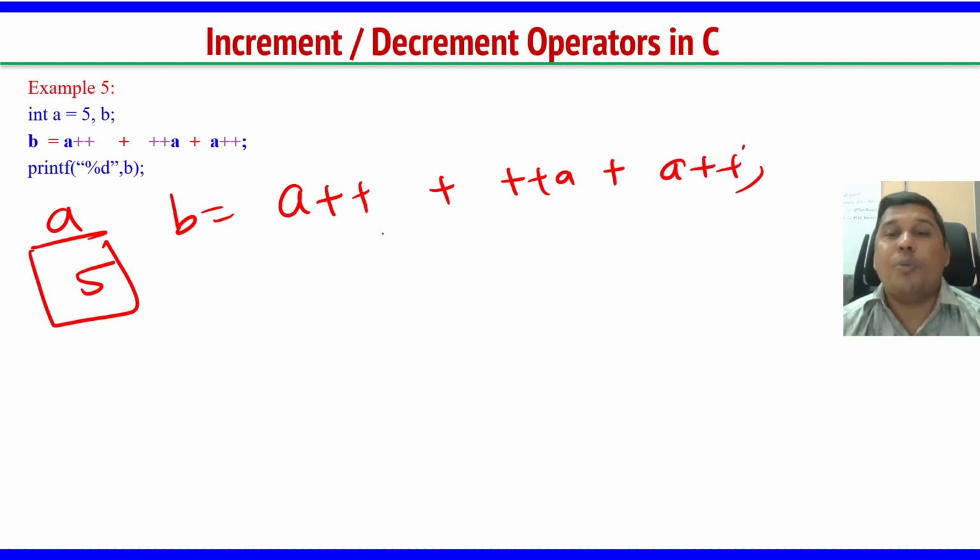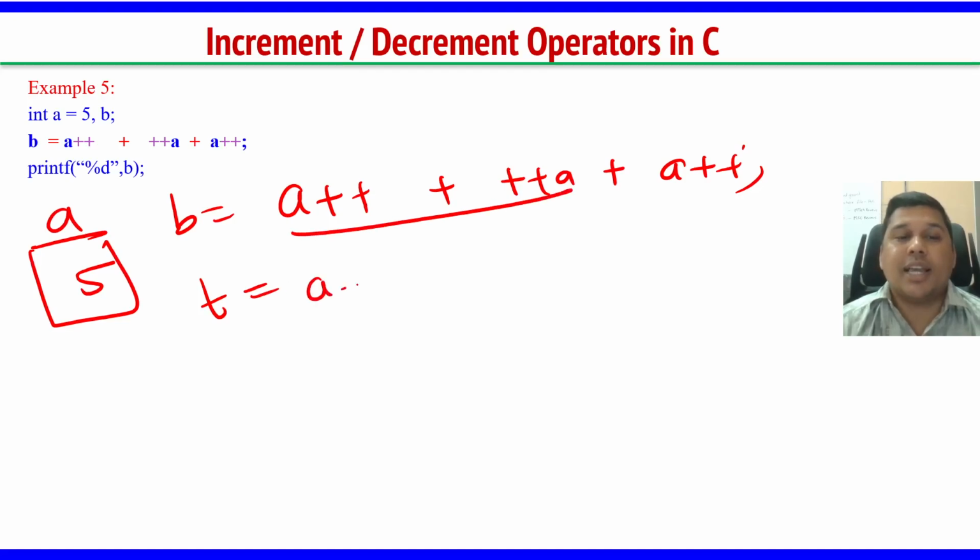But here how many are there? You see, c equal to a plus b plus d. There are multiple expressions, so the C compiler will break down this lengthy expression into small pieces. How? Some temporary variable t equal to this part, that is a++ + ++a.